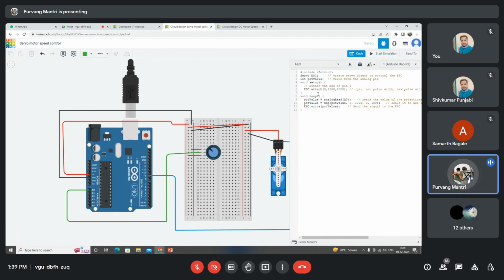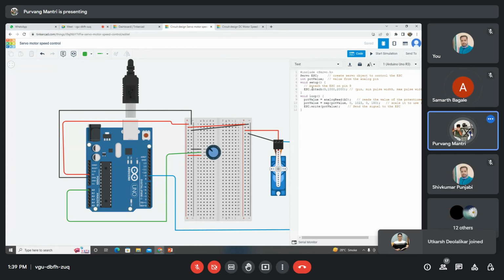So void setup is where we assign something to the microcontroller, like telling it that at this pin we have such a part connected. For example, in this one we are telling the microcontroller that the ESC is attached on pin 9, its maximum pulse width is 2000 microseconds, while its minimum pulse width is 1000 microseconds. Then we start the void loop.